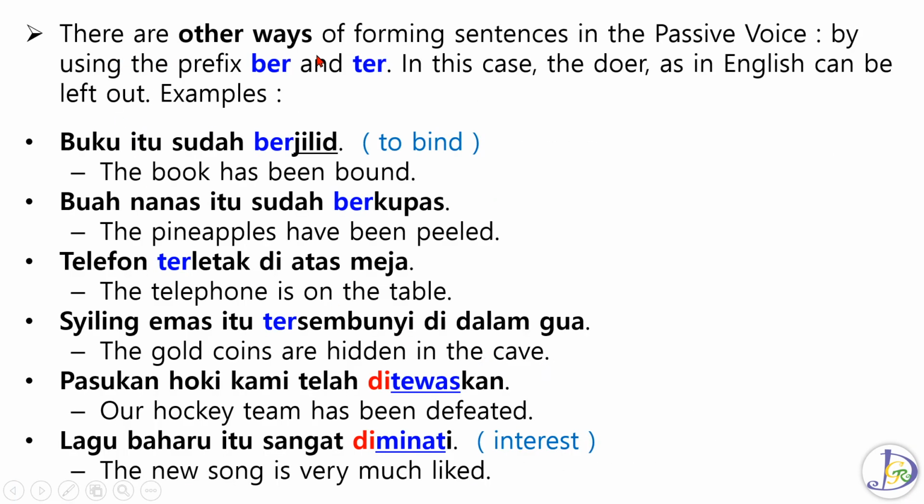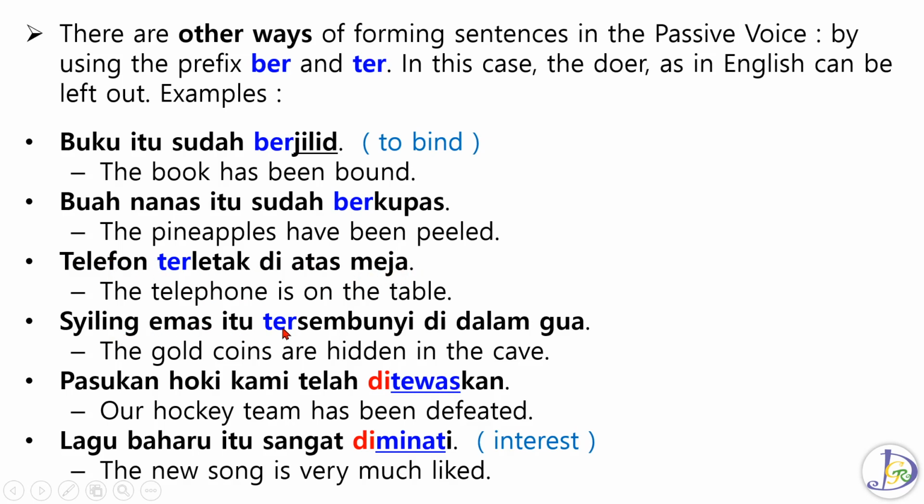There are other ways of forming sentences in the passive voice by using the prefix ber and ter. In this case, the doer, as in English, can be left out. Examples. Buku itu sudah berjilid. Jilid means to bind. The book has been bound. Buah nanas itu sudah berkupas. The pineapples have been peeled. Telefon terletak di atas meja. The telephone is on the table.